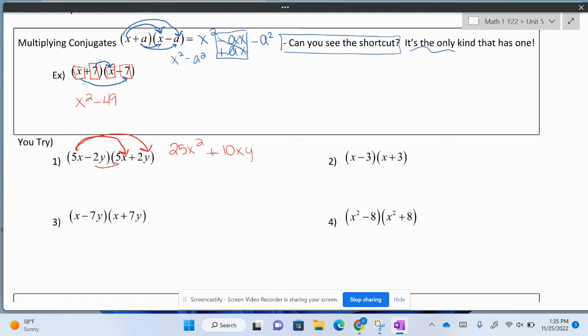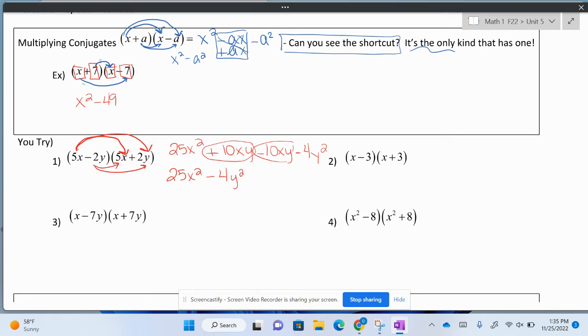The inside terms, negative 2y times 5x. Well, negative 2 times 5 is negative 10xy. And negative 2y, the last two terms, negative 2y and positive 2y. Negative 2 and positive 2 become negative 4. Y times y is y squared. Again, notice that I have a positive 10xy and a negative 10xy. Those cancel each other out. So I'm just left with 25x squared minus 4y squared.